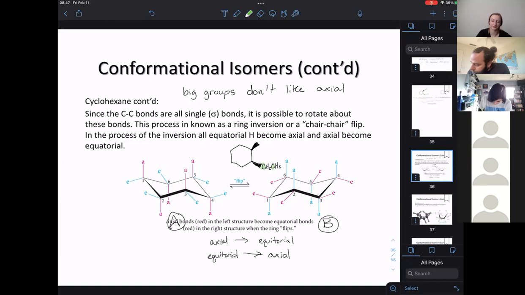Okay, so if we have carbons 1 and 2, carbon 1, that bond is pointed out of the page. So I'm going to say that that's my axial bond here, pointed out of the page. And so that means on carbon 2, is this ethyl group in the equatorial position or the axial position?